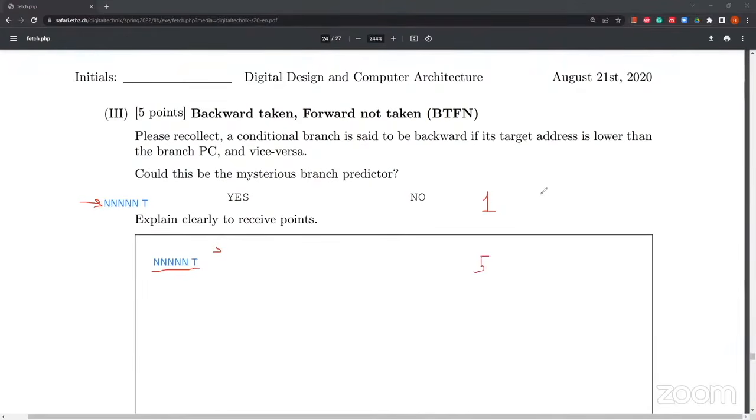Okay, so here, don't immediately jump to the conclusion that we have 6 mispredictions in total, because remember we execute this sequence of 5 not takens and 1 taken for the second branch 5 times in total, right? So the total mispredictions for the second branch will be 5 times 5, which is 25, plus 1. Okay, so backward taken, forward not taken cannot be the mysterious branch predictor, because we make 26 mispredictions in total.